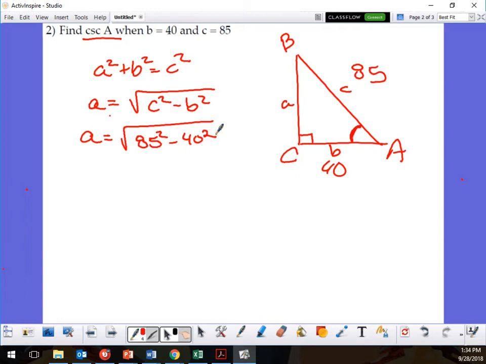Okay, so now that we're doing this, I need you guys to actually do this piece. 85 squared is 7,225. Take the square root of that. You can just put this whole thing in the calculator as is. You get 75, right? Oh, okay, yeah.